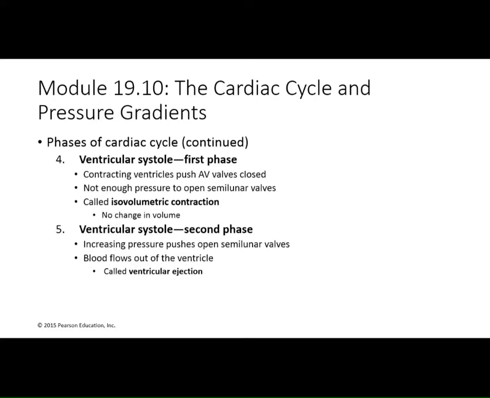Then we go into ventricular systole, and we're going to break this into two parts, first and second phase. Ventricular systole, you are contracting the ventricles, and they're pushing on the AV valves. The AV valves are closed, but there isn't yet enough pressure to push open the semilunar valves. So this is going to be called isovolumetric contraction. Break that word down. Don't make it look like a big strange word. Iso, same. Volume, right? Isovolumetric contraction. There's no change in the volume of the ventricles.